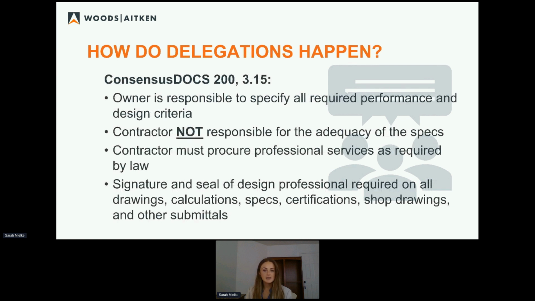Specifically, the Consensus Docs state that the owner is responsible to specify required performance and design criteria. The contractor is not responsible for the adequacy of the specifications. The contractor must procure professional services as required by law, and the signature and seal of the design professional is required on all submissions, essentially.